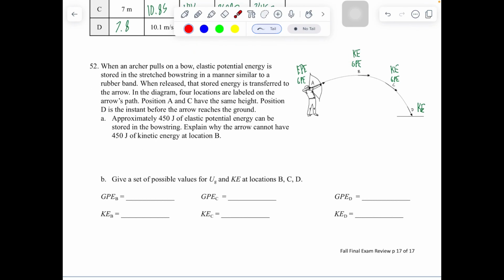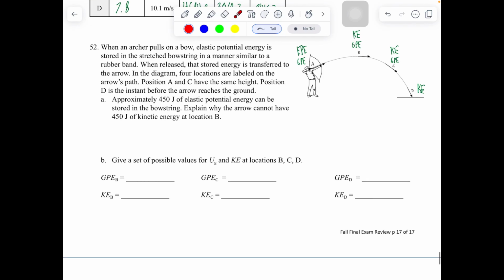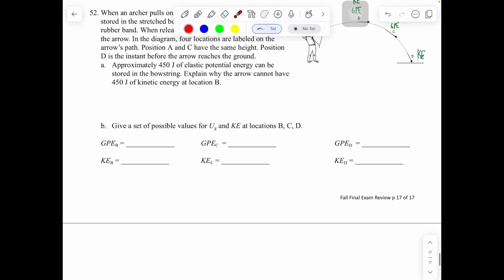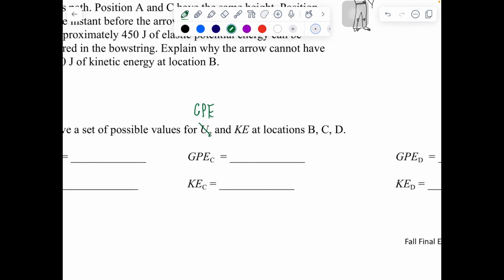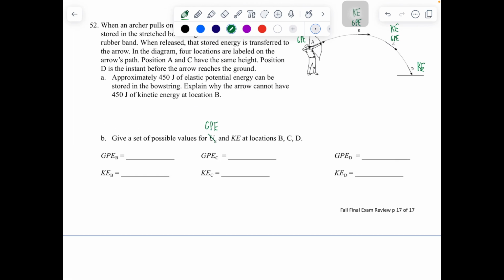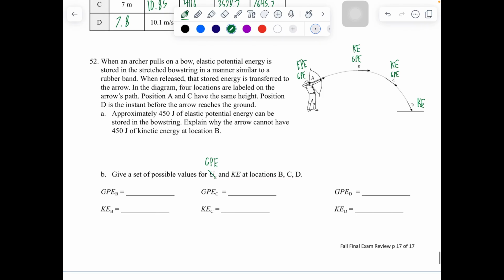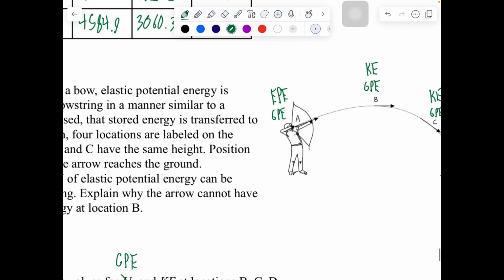Give a set of possible values for UG and KE. That is supposed to say gravitational potential energy. And KE at locations B, C, and D. Okay, potential values. Well, we'll say we have 450 joules of elastic potential energy. Let's say, again, set of possible values. Let's make up some numbers.